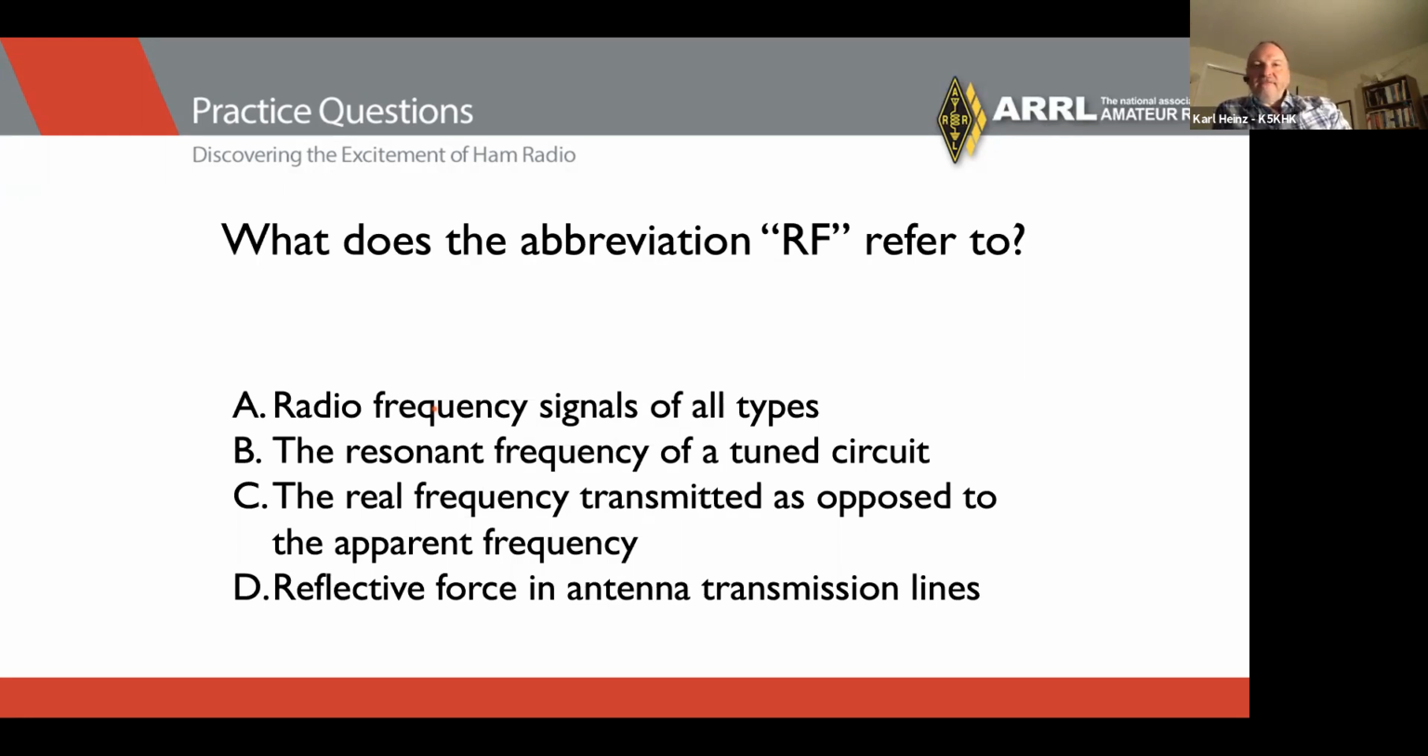This is something that I have not mentioned, but it's mentioned in the book. What does the abbreviation RF refer to? Radio frequency. It's radio frequency signals of all types. So it doesn't matter whether it's HF, VHF, UHF, or any of the other spectrum regions. It's all RF, all radio frequency signals.